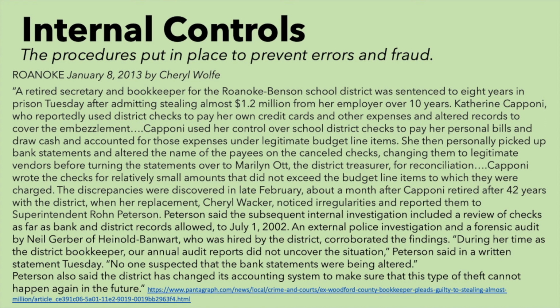She then personally picked up bank statements and altered the name on the payee on the canceled checks, changing them to legitimate vendors, before turning the statements over to Marilyn Ott, the district treasurer, for reconciliation. Capone wrote the checks for relatively small amounts that did not exceed the budget line items to which they were charged. The discrepancies were discovered in late February, about a month after Capone retired after 42 years with the district, when her replacement, Cheryl Wacker, noticed irregularities and reported them to Superintendent Ron Peterson.